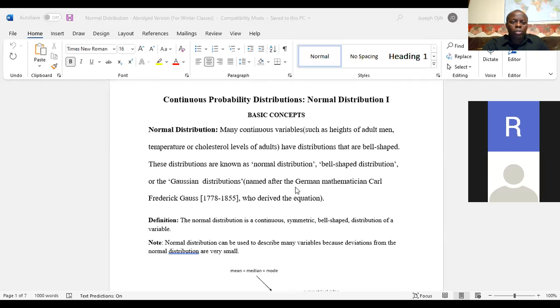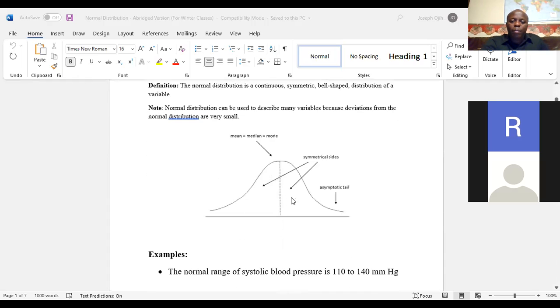All right. Normal distribution. Many continuous variables like heights of adult men, cholesterol levels, and so on, have a distribution that is bell-shaped, or shaped like a bell. Let me put it that way. So many of the variables have distributions that have the shape of a bell, or we can say that they are normal. I think I've shown you the diagram before. They look like this.